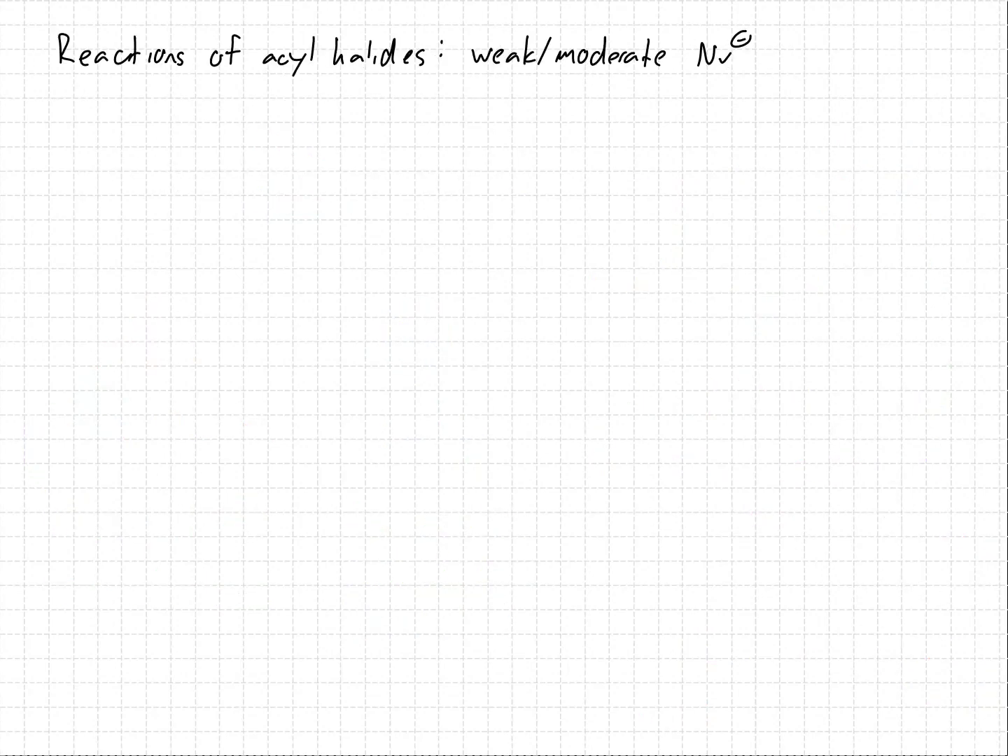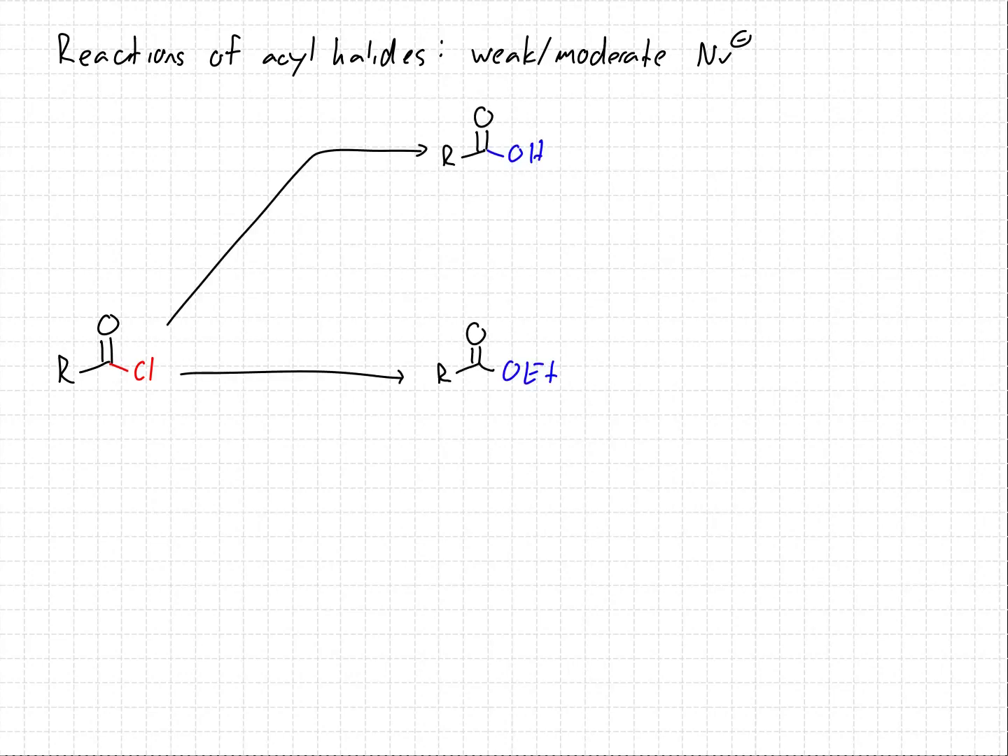So next, let's go over some of the reactions of acyl halides. To start, we'll discuss their reactions with weak or moderate nucleophiles. Some of this we've already practiced mechanisms for in the past. Starting from an acyl halide, we can make carboxylic acids, esters, and amides. So take a moment here and think through these reactions and propose reagents for each of these steps.